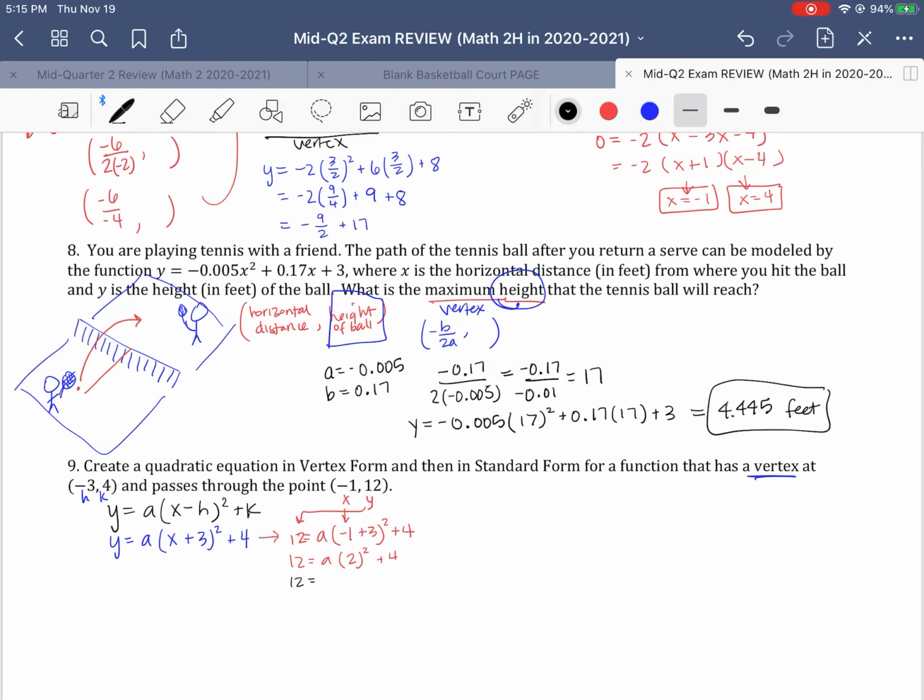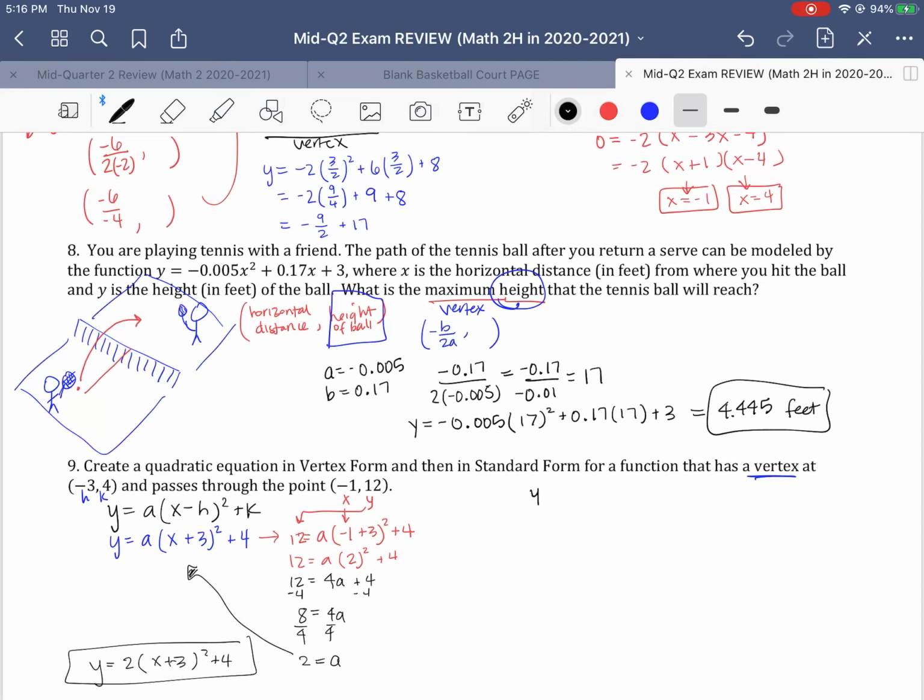If we keep going, 12 is equal to, and we want to get rid of the exponent, so 2 squared is 4a. We then have plus 4 here. So we'll subtract 4, and we end up with 8 equals 4a. Divided by 4, a is equal to 2. So our final vertex form, we go ahead and put in that a value. So vertex form would be y is equal to 2 parenthesis x plus 3 squared plus 4.